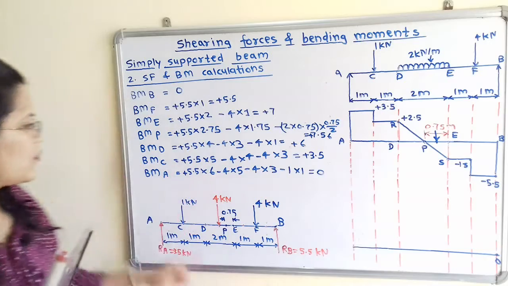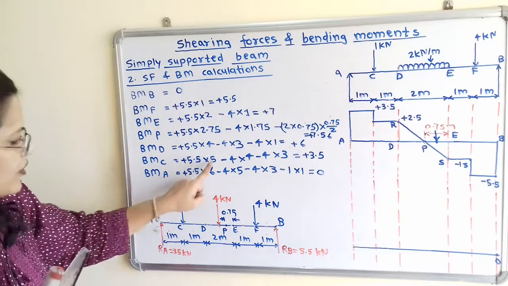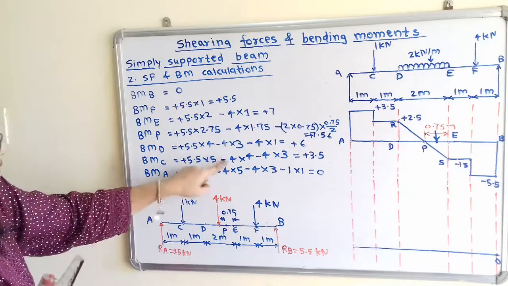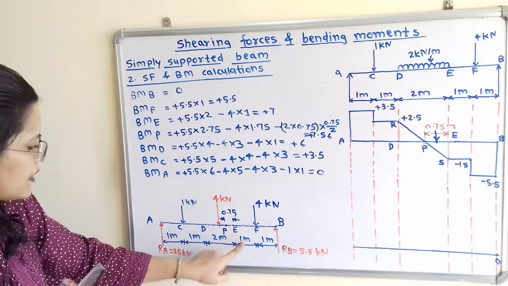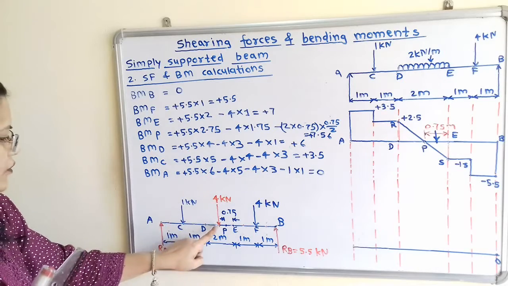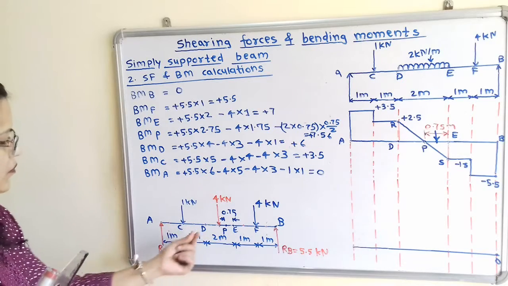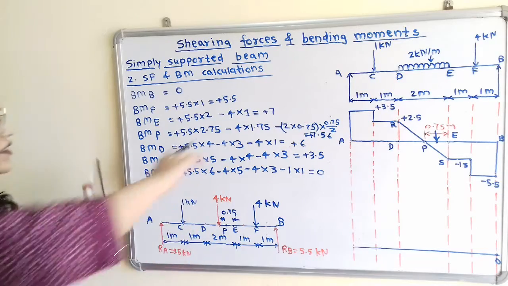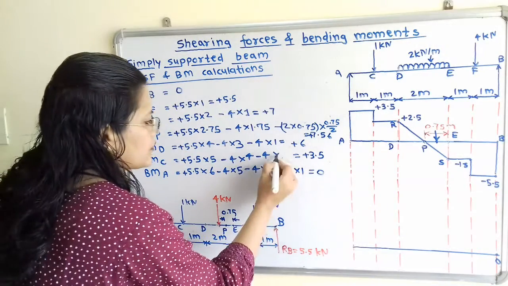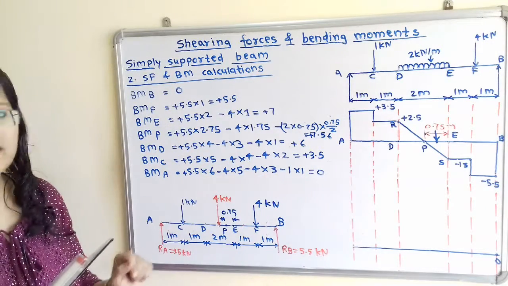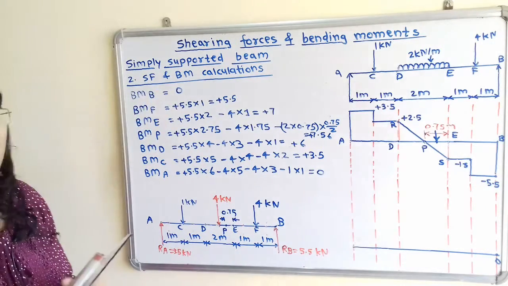Bending moment at point C is 5.5 multiplied by 5, because the distance is equal to 5. Then minus 4 multiplied by this distance, which is 4, and here minus 4 multiplied by this distance from C. So this is the center point, so this distance is 1 plus 1, that is equal to 2. So when we calculate the values, we will get the answer. Now the bending moment at point B.